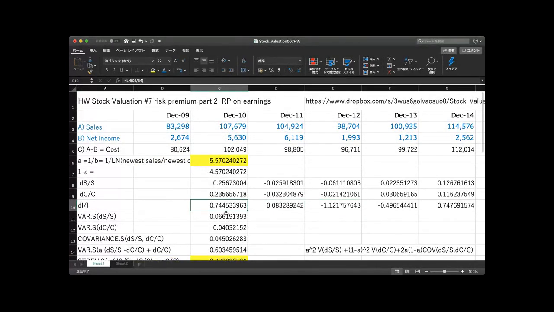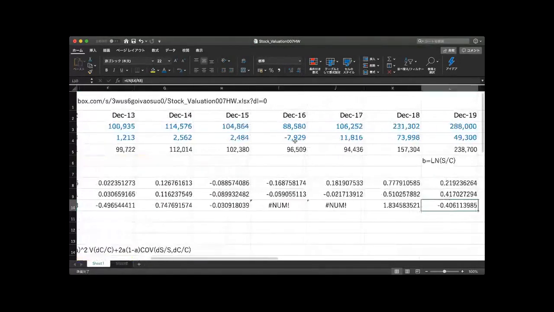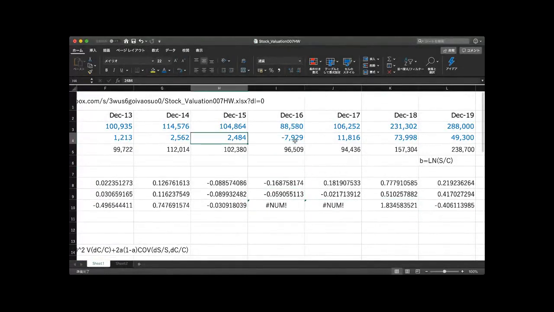However, if you look carefully at net income here, for the year December 16, we have negative net income, which is a net loss. If we have a net loss, what happens? We cannot calculate the growth rate because the ln function does not allow negative numbers. The ln function only allows positive numbers. So the growth rate here and here, from positive net income to negative net income, and from negative net income to positive net income, we cannot calculate. We have no growth rate here, no calculations.